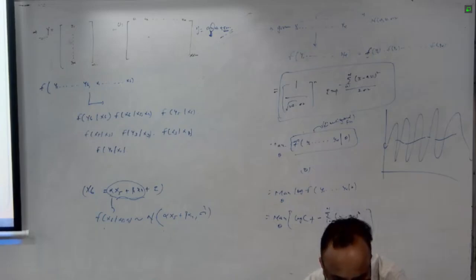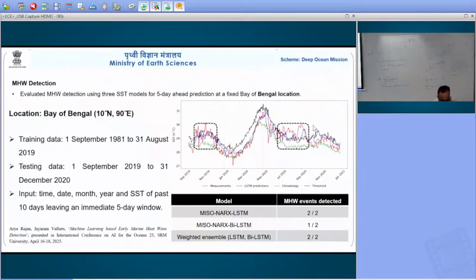So here we used deep learning models again. One can use deep learning models to detect heat waves at least 5 days ahead. So you're able to detect the heat waves 5 days ahead.